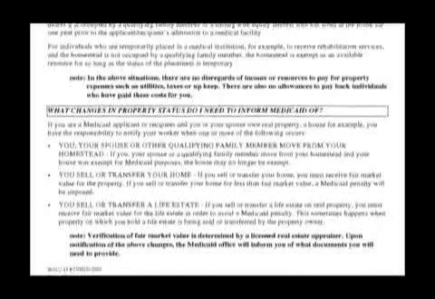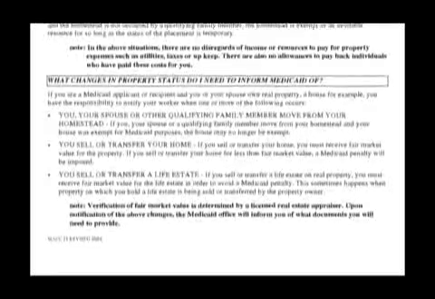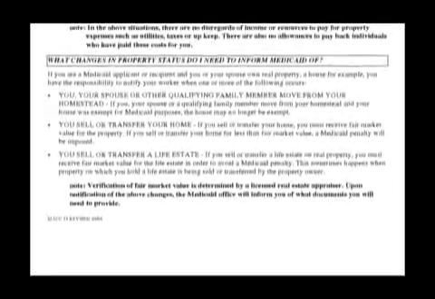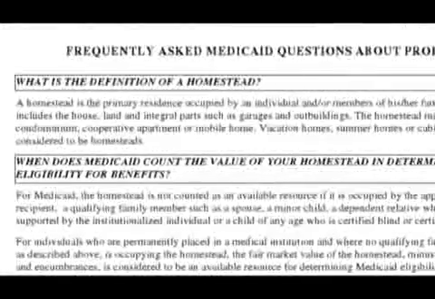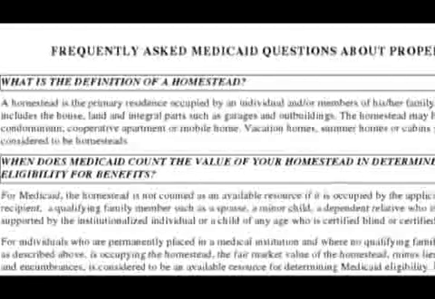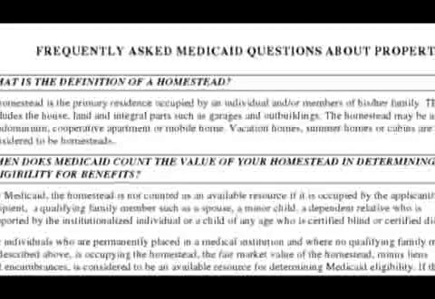However, if the institutionalized individual expresses in writing his or her intent to return to the home, the property will not be counted as an available resource, but the Department of Social Services will place a lien against the property unless it is occupied by a qualifying family member, such as stated above, or by a sibling with equity interest who has lived in the home for 1 year prior to the applicant's admission to the medical facility.